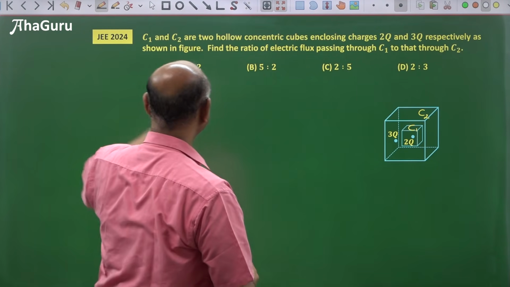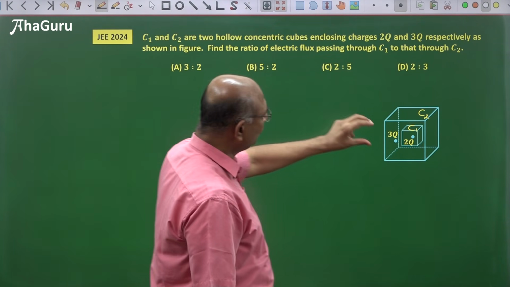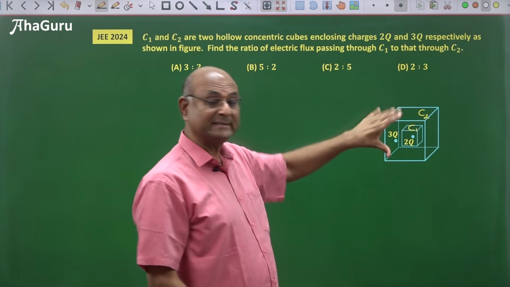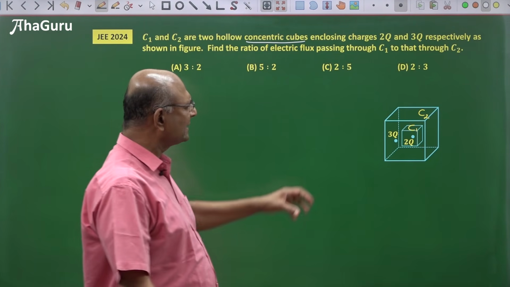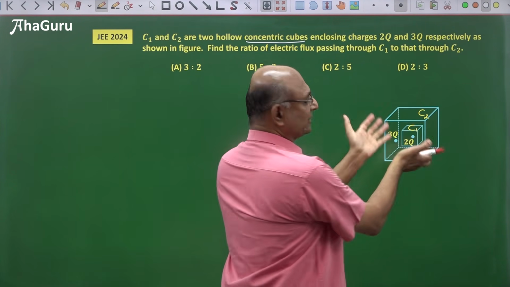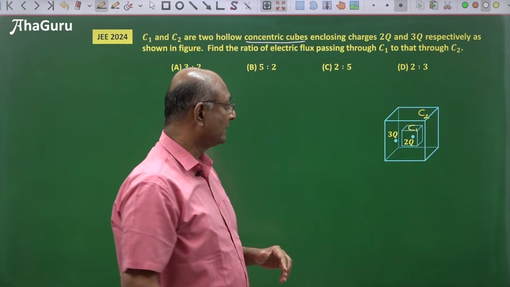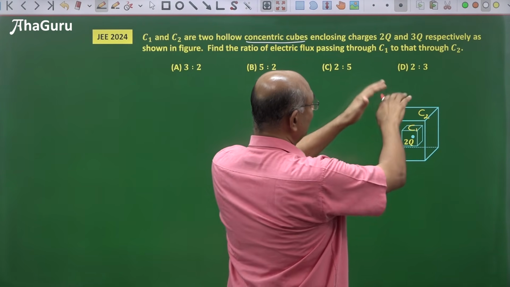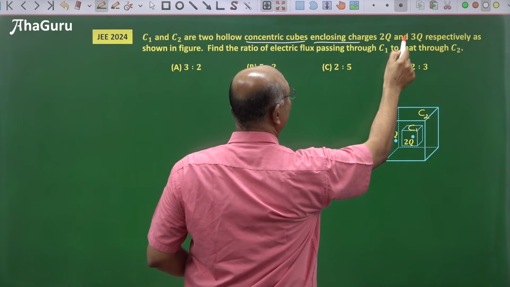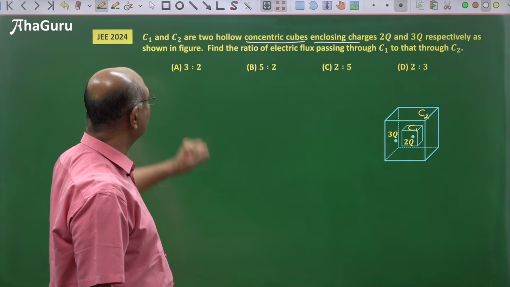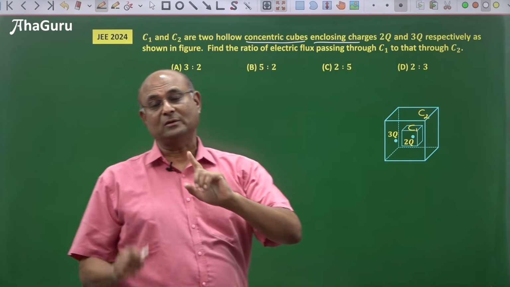Let us now look at this question that appeared in the JEE in 2024. Here we have two cubes, C1 and C2. They are two hollow concentric cubes. So this is at the center of that cube, you can think of it that way. They enclose charges 2q, which is inside C1, and 3q, which is outside C1 but inside C2, as shown in the figure. Find the ratio of the electric flux passing through C1 to that passing through C2.